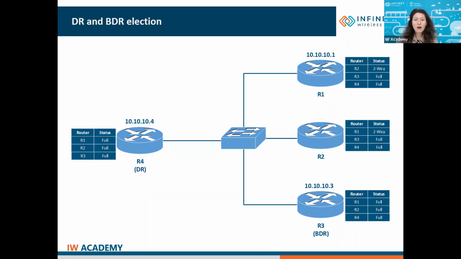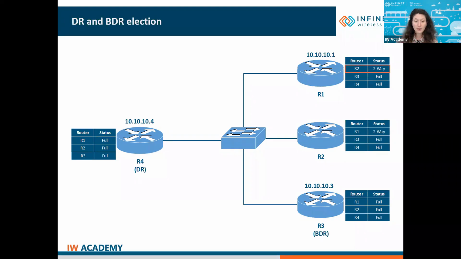Let's take router R1 as an example. As you can see, it established a two-way relation with router R2, meaning that it will establish neighboring relations, but it will not exchange routing updates with router R2. Router R2 will receive the routes of R1 from the DR, not from R1, in order to reduce the load of the network.